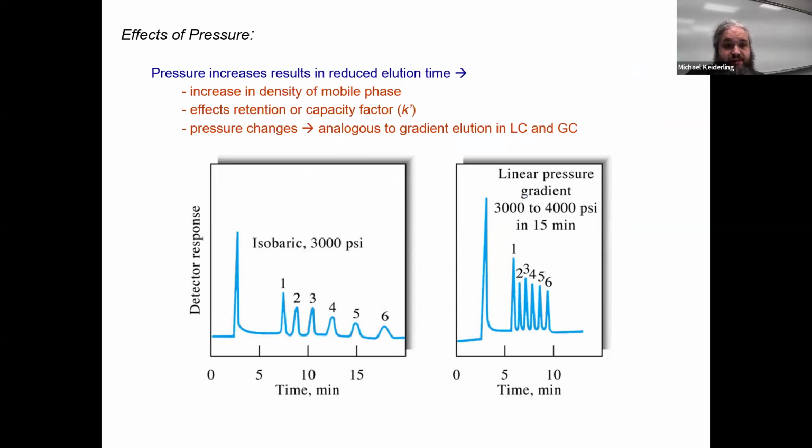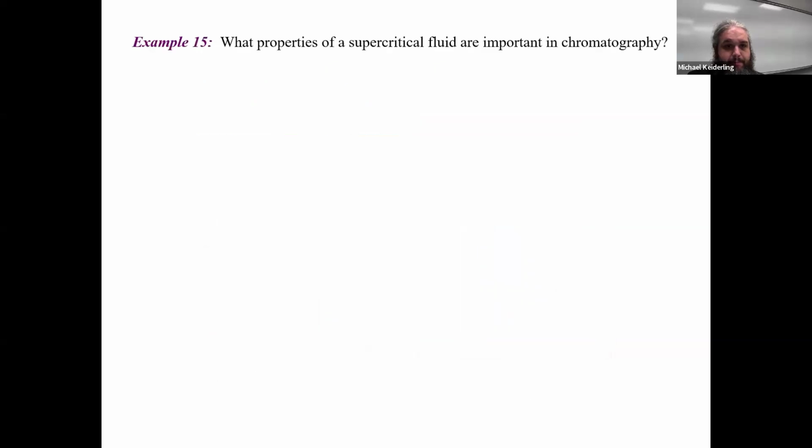Pressure has an effect where an increase in pressure results in reduced elution time, because this increases the density of the mobile phase, which affects the retention or capacity factor. Pressure changes are analogous to gradient elution in liquid chromatography and temperature programming in gas chromatography. So the properties of a supercritical fluid that are important in chromatography are that it can dissolve large molecules while still acting like a gas, and that it is working in a lower temperature regime.